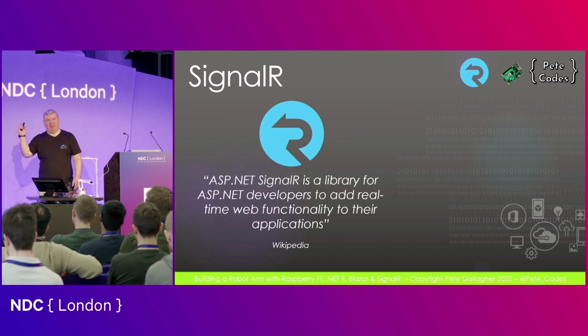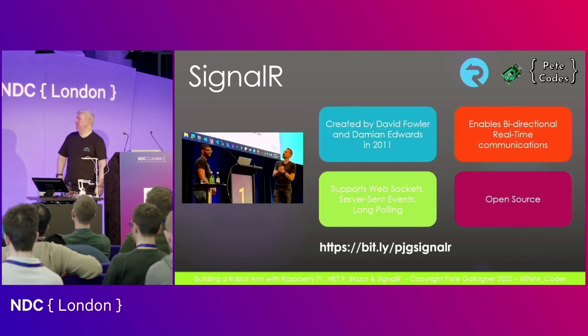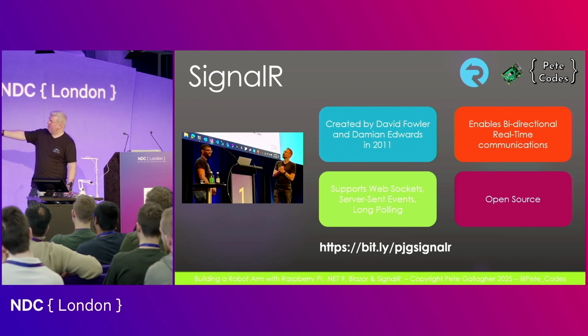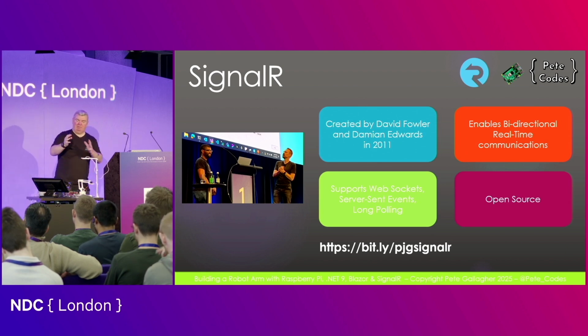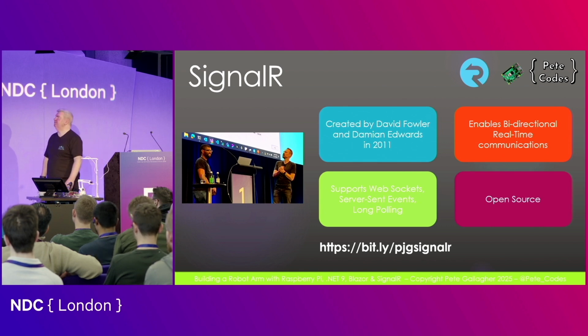If you've not used SignalR, this is an open source, long-standing real-time communication library using WebSockets and a bunch of other stuff underneath if you need it. Created by these two cool characters, David Fowler and Damien Edwards, in 2011. That's a long time ago, so this thing is well established. Bidirectional real-time comms. As I said, WebSockets, if that doesn't work, it will automatically drop down to server-sent events and long polling below that. So it will just work in a fashion. And open source, which is cool, so you can go and contribute. Although I don't know what's going to be new now, 13 years later, 14 years later.